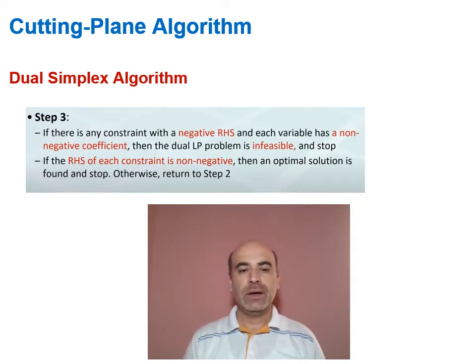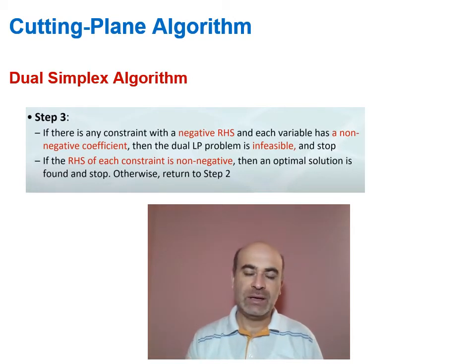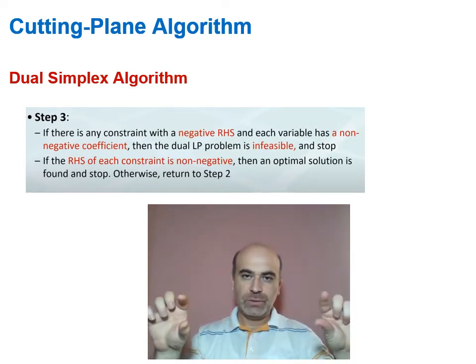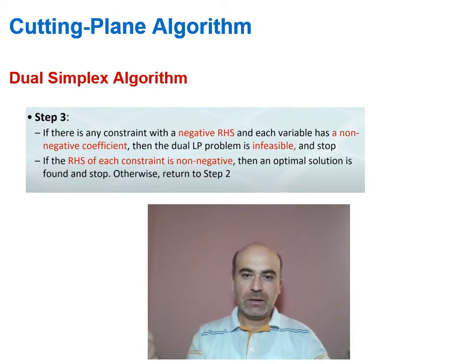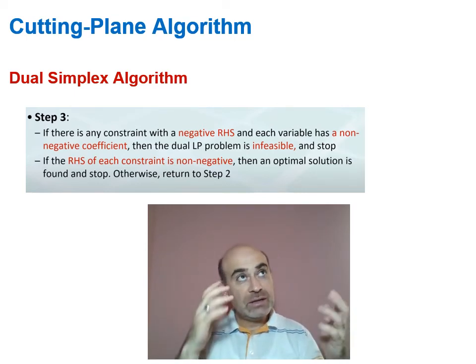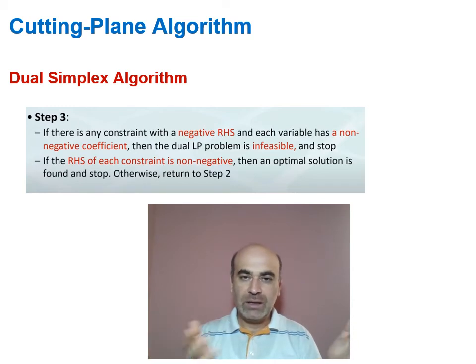If in the new tableau there is a constraint with a negative right-hand side, it means that this new tableau is not feasible. So we should select this one as the leaving variable. Then we will make a ratio test. And while doing this ratio test, in the pivot row, assume that all entries are non-negative. They are either 0 or greater than 0.